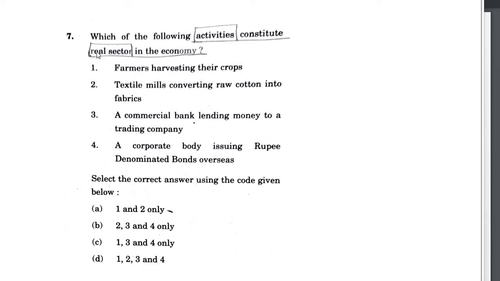One of the questions that was asked is, which of the following activities constitute the real sector in the economy? 1. Farmers harvesting their crops. 2. Textile mills converting raw cotton into fabrics. 3. A commercial bank lending money to a trading company. 4. A corporate body issuing rupee denominated bonds overseas. Select the correct answer using the code given below.